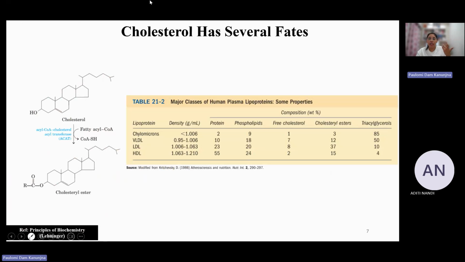Second, they can be exported as cholesterol esters. So they can form esters in the liver, and this enzyme is called acyl coenzyme A cholesterol acyltransferase. You don't have to remember that, but what I'm trying to say is that there is a transfer of the fatty acid from coenzyme A to the cholesterol, forming a cholesterol ester.